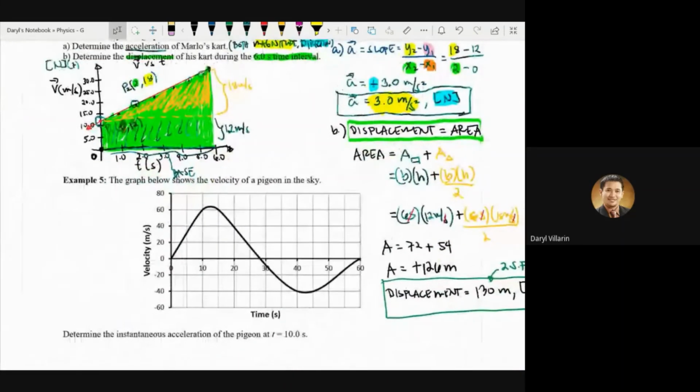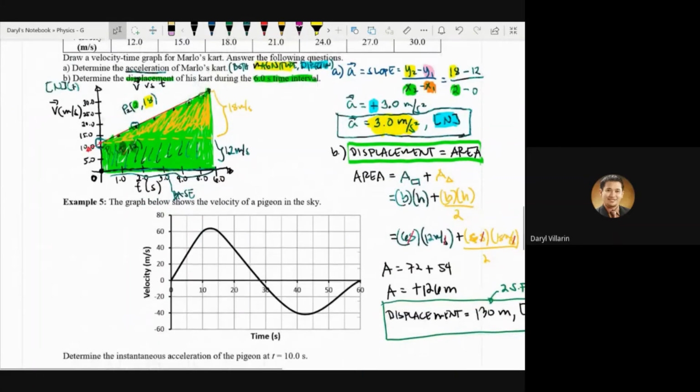Okay, before we proceed to example number 5, are there any questions with this example here? Anyone?